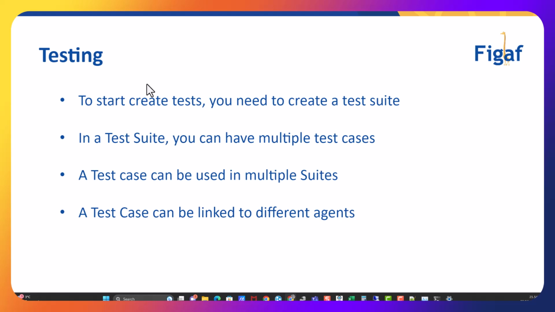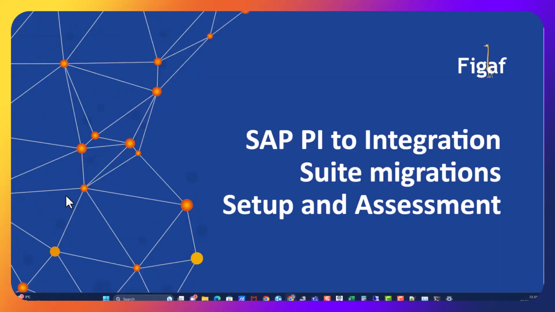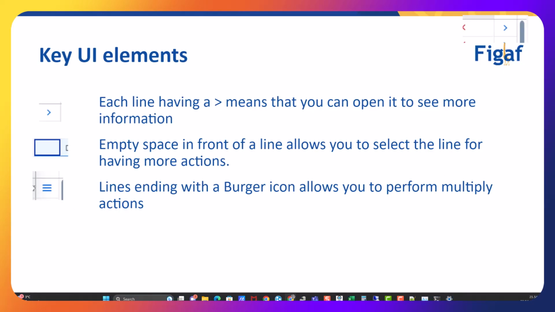Last thing here, the key elements at the end of each line, we have some different scenarios. We have this, which allows you to open the object and go into more details on it. We have this empty space in the beginning of the line, which allows you to edit this line. And then we have this burger icon, as we call it, that gives you a menu of different things that you can do with these scenarios. Good. So that was what I wanted to cover.